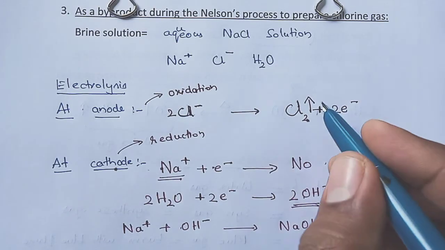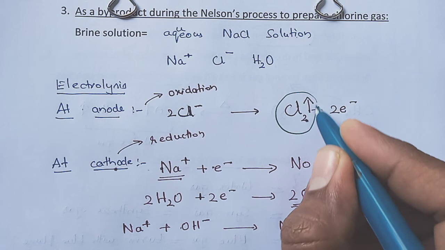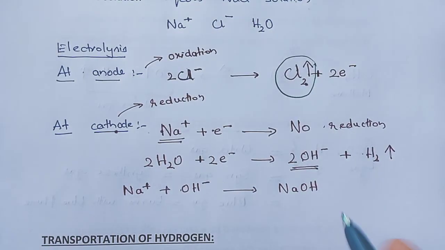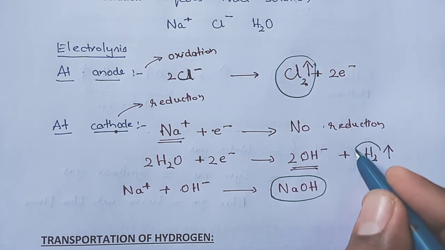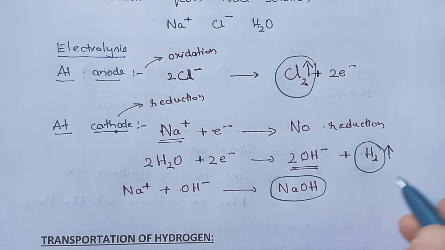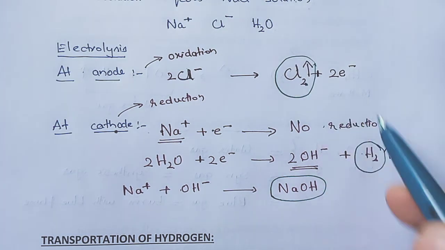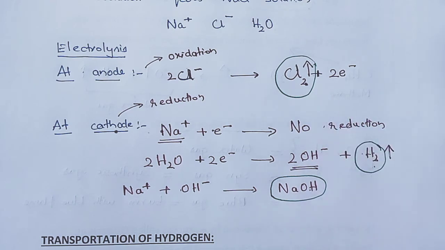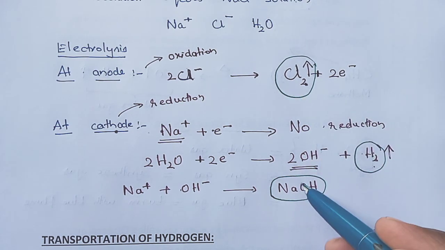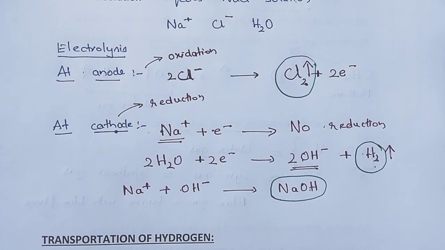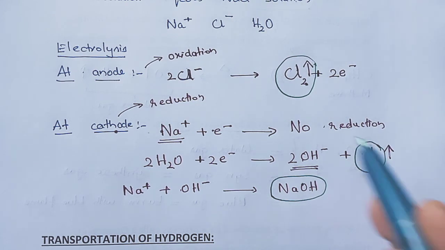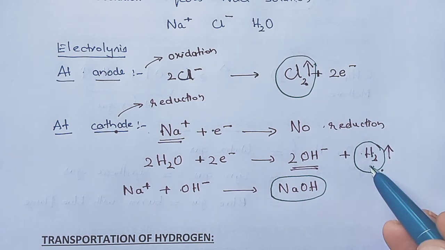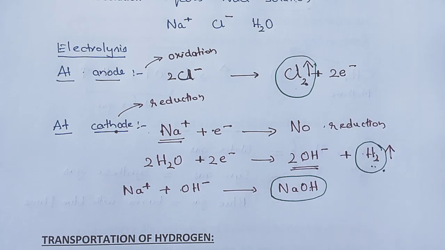Number 1, we got chlorine gas, no doubt. Number 2, we got sodium hydroxide, no doubt. And we got hydrogen gas also. So in Nelson's process, these 3 substances are obtained: chlorine gas, hydrogen gas and sodium hydroxide. Therefore hydrogen gas is obtained in Nelson's process as a byproduct of chlorine. So anyway hydrogen gas is obtained.